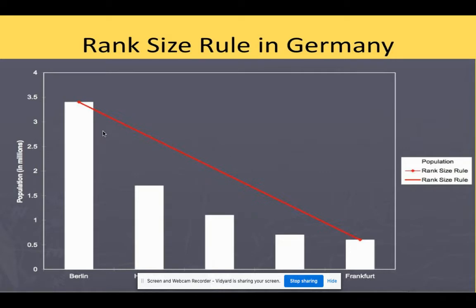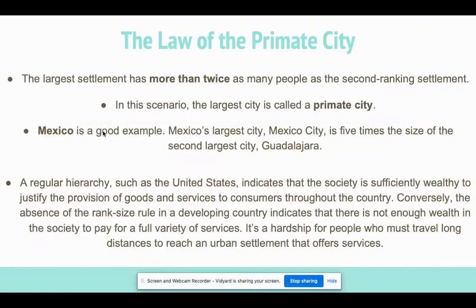Now, obviously, not every country in our world follows the rank size rule. If a country doesn't follow the rank size rule, it can either follow the primate city law or nothing at all. And so the second major formula that geographers use to explain the distribution and size of cities is the law of the primate city. The largest settlement or the largest city in that particular area has more than twice as many people as the second largest city. Okay, and so in that case, that largest city that has more than twice as many people is called the primate city.